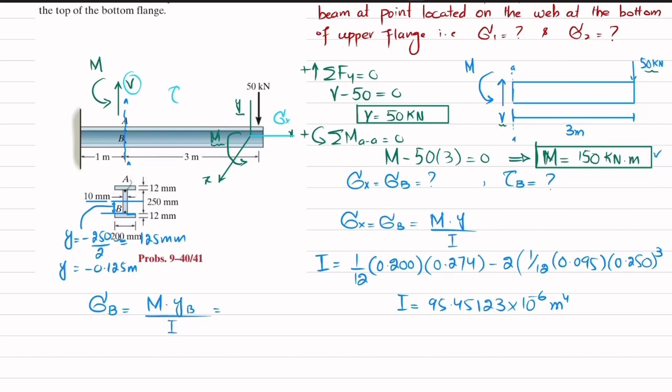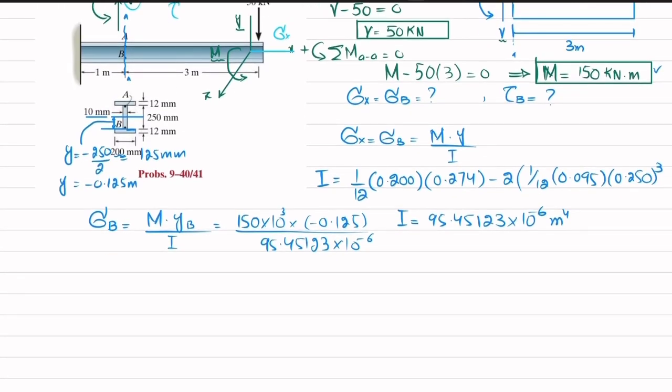So moment is given as 150 kilonewton. So 150 into 10 raised to power 3, yb is minus 0.125, divided by I, which is 95.45123 into 10 raised to power minus 6. So when you solve this, you will get this sigma B comes out to be minus 196.43 megapascal.